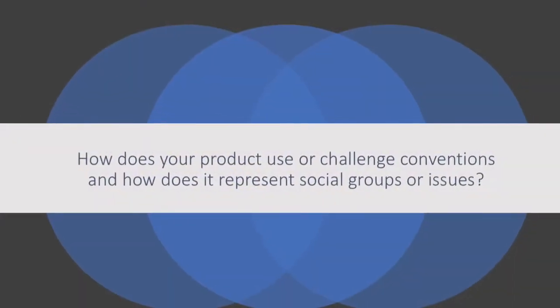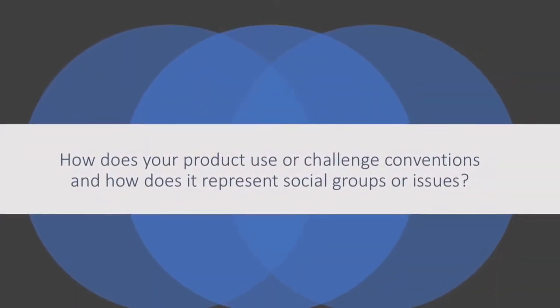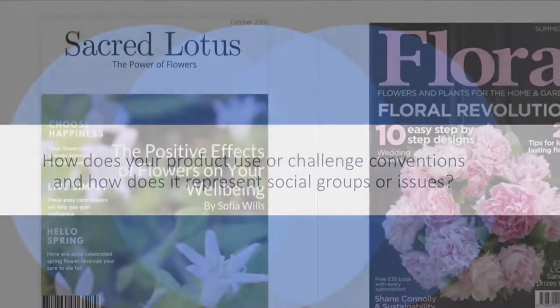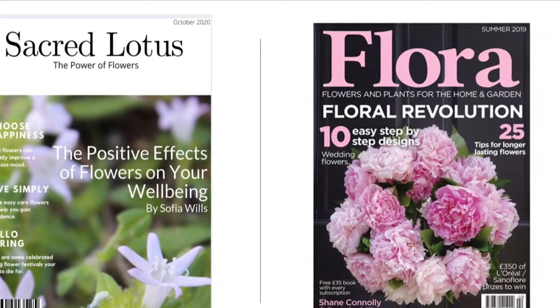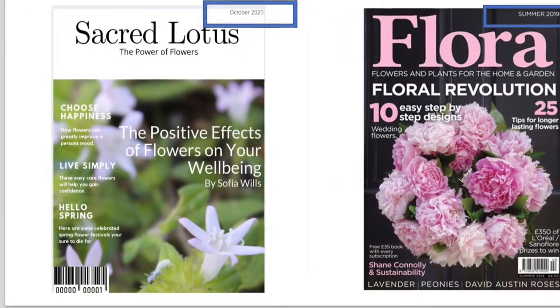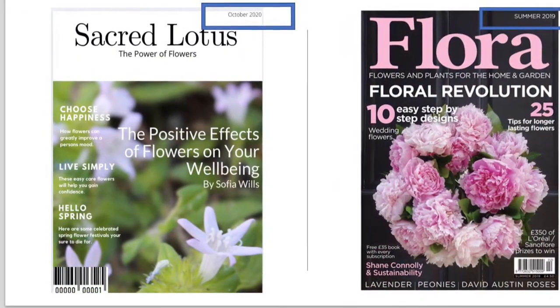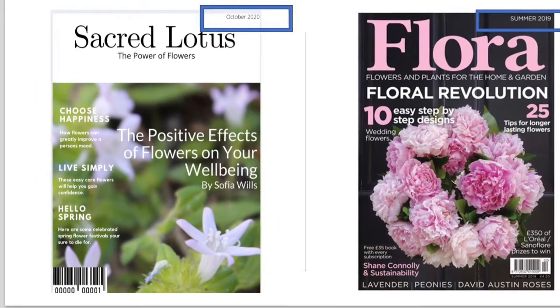How does your product use or challenge conventions, and how does it represent social groups or issues? To begin with, my magazine does follow the structure of a commercial magazine. For example, located on the top left corner is the date the magazine was issued, which can be seen easily on both magazines.